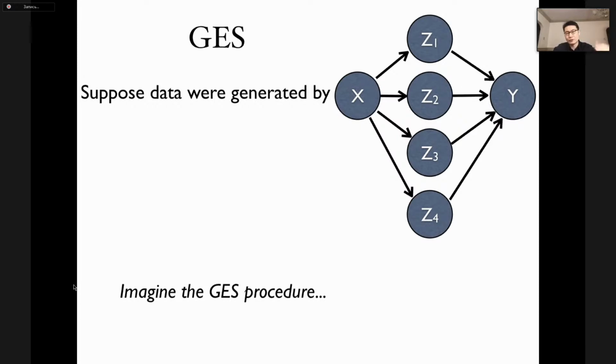That's why we have to use the second step, which is the backward deletion process. So now we can see, oh, given the remaining edges, the edge between X and Y is not useful. We can just get rid of this edge. As a consequence, after that, we can get the correct equivalence class of the original causal DAG. So this is the GES method.